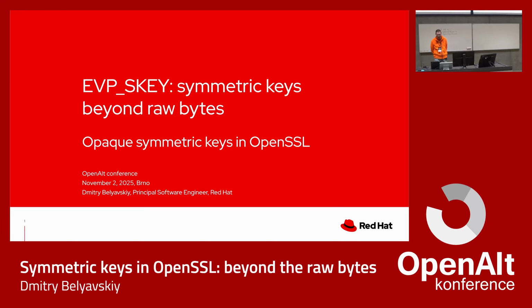I understand that it's the last presentation today, and it's quite a specific topic. I'm going to speak about a relatively new feature in OpenSSL named UPSK. It's a feature allowing using opaque object as keys for symmetric algorithms.